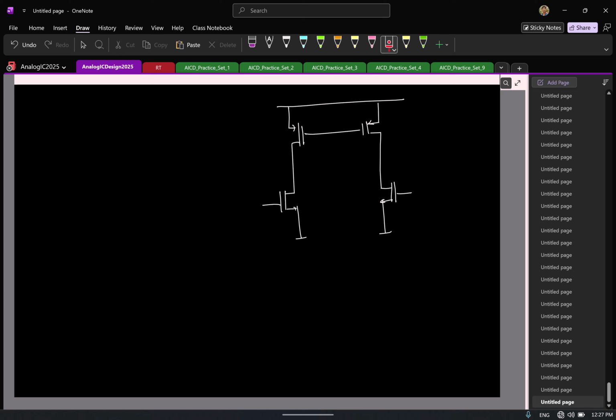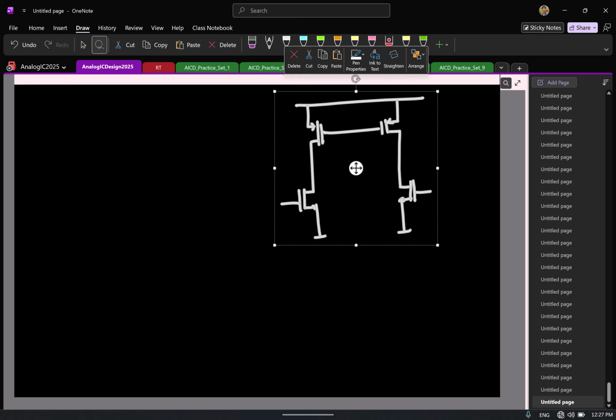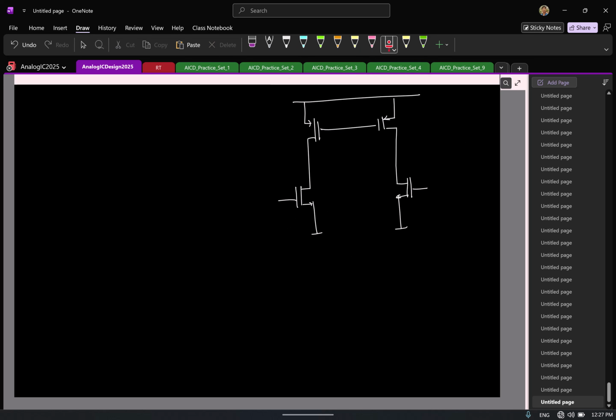Here again, what is lacking compared to a fully differential case? Yeah, correct. But finally, what property does this one have? Because there is no tail current source, what happens here? Yeah. So which means if I apply any kind of common mode input here, the outputs will respond to that. If I draw the common mode half circuit, I just have one half. Correct. This is the common mode half circuit.